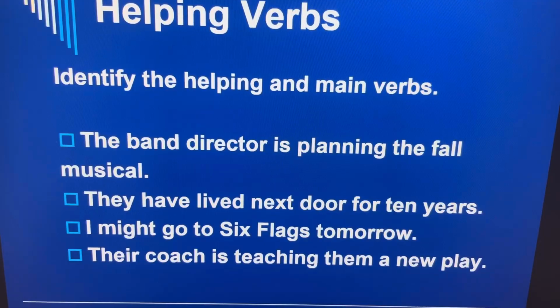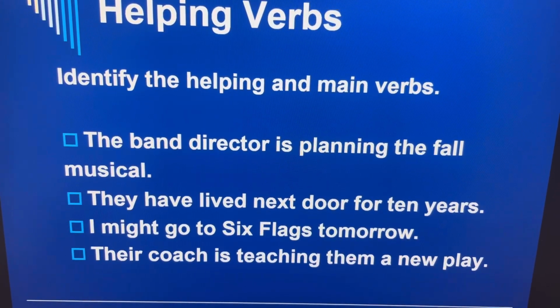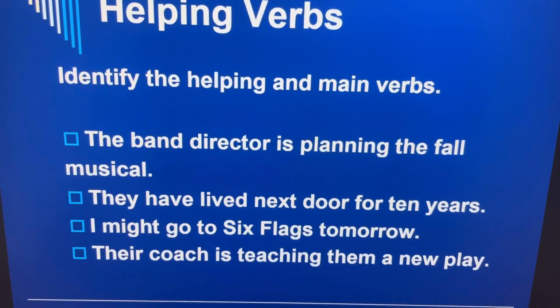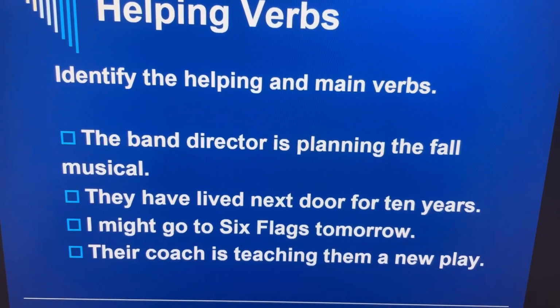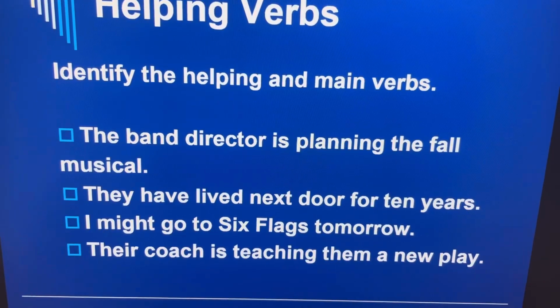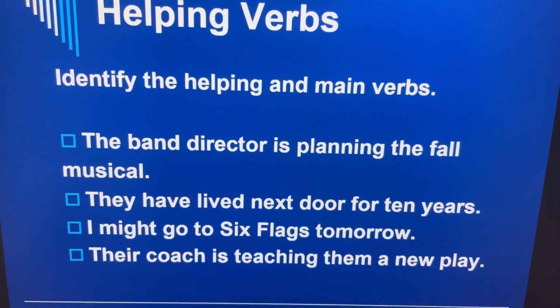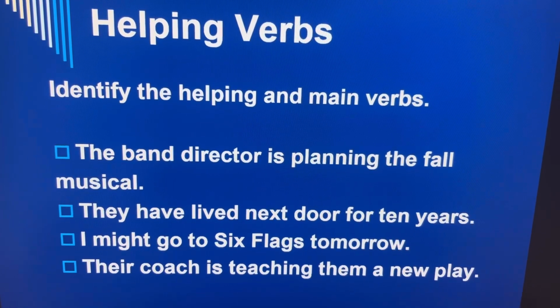They have lived next door for 10 years. वो लोग have lived, ये चला गया past tense, जो हो चुका. I might go to Six Flags tomorrow. Might go, ये हमारा helping verb है. कहाँ? देखिए go हो गया हमारा verb, और might क्या है? ये helping verb है, जो ये बता रहा है कि ये future में होगा.